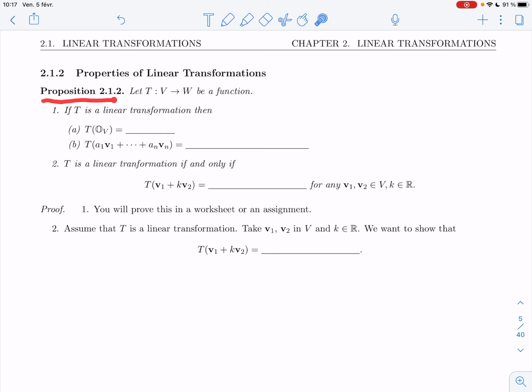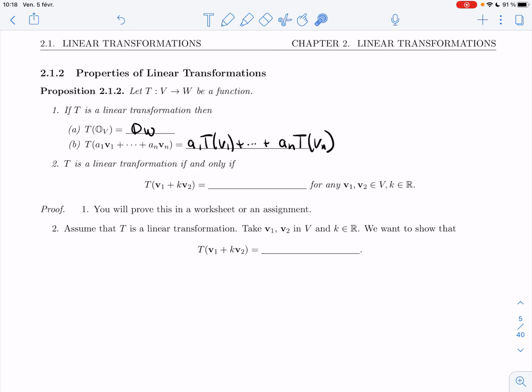So here's proposition 2.1.2. If T from V to W is a function, if we assume that T is a linear transformation, then T would send the 0 of V to the 0 of W. So T preserves more than just the addition and the scalar multiplication. It preserves the 0. And then if I have a linear combination in V, it's going to send it to a linear combination in W of the images of v1 through vn.